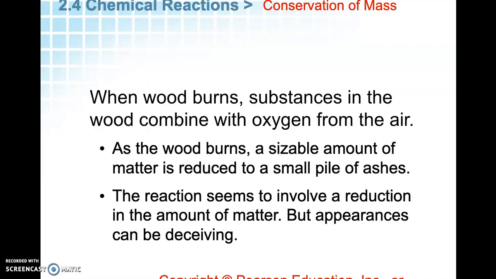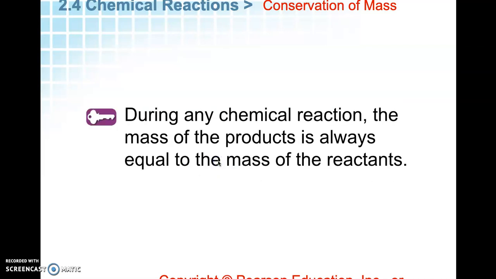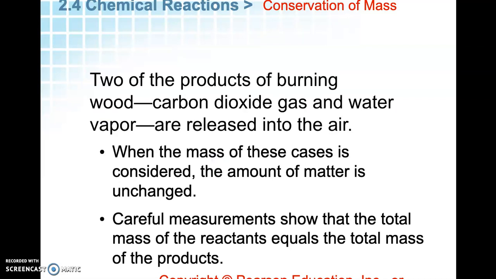When wood burns, substances in the wood combine with oxygen from the air. So when you burn wood, you see ash, right? You see smoke, but you see a definite change, right? And what you seem to think is that the wood is disappearing, but that's not what's going on, right? Appearances can be deceiving. Because during a chemical reaction, the mass of the products is always equal to the mass of the reactants. So 2 of the products of burning wood, carbon dioxide gas and water vapor, are released into the air. So when the carbon dioxide and water are released, we're losing mass from our wood.